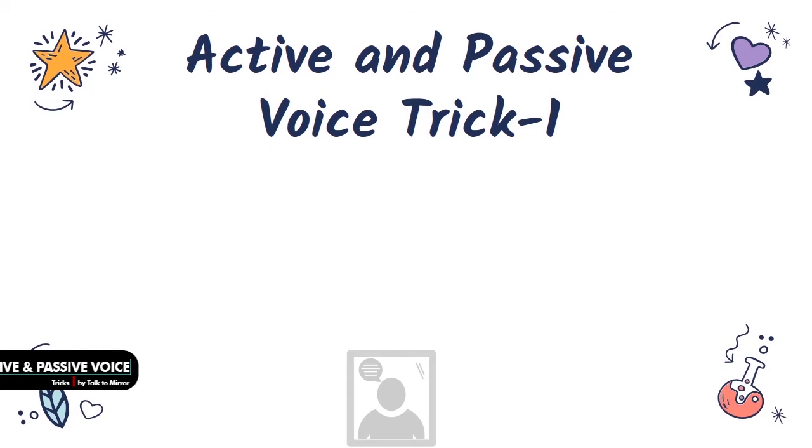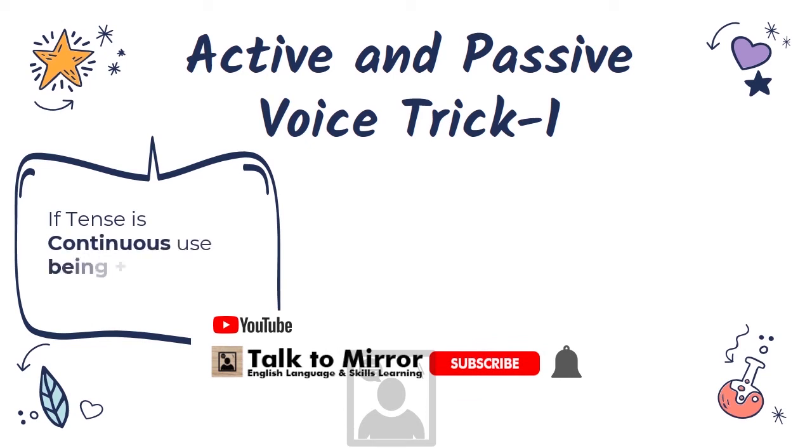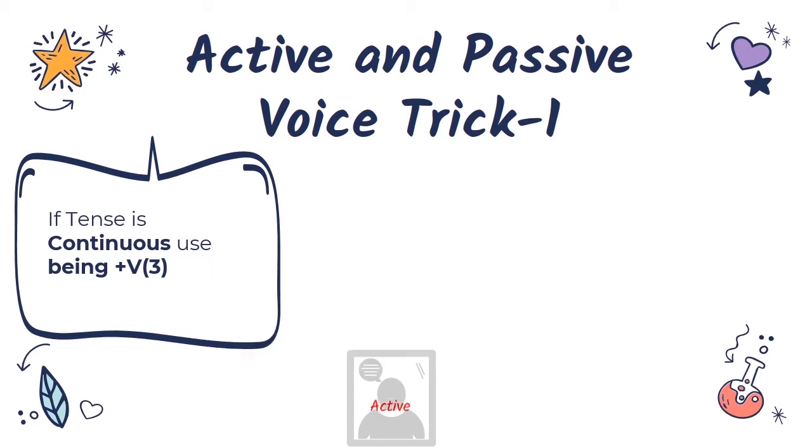There are some tricks which you can use to answer the questions of active passive voice in your exams. Trick number one is if the tense is continuous, then use being plus verb's third form. So if the tense is continuous, whether it is present continuous or past continuous, we have to use being plus verb's third form.